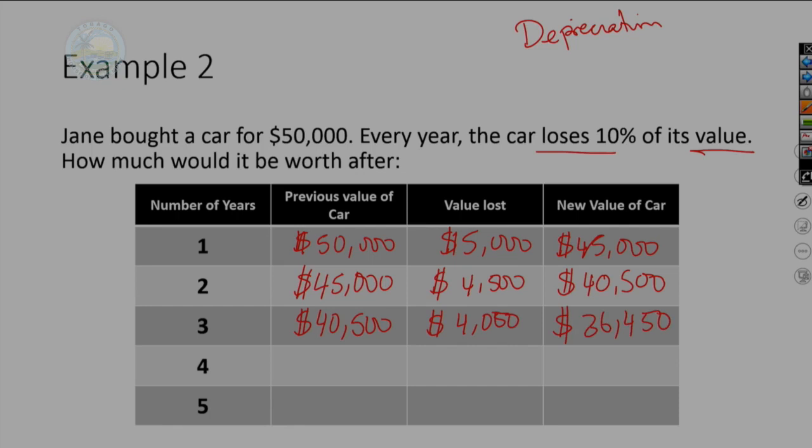36,450. Similarly, month 4, it began being worth 36,450. It then loses 10% of that value. 10% of that is 3,645. Yeah? So then the value it goes down to will be 36,450 minus 3,645. Let's just do that real quick.